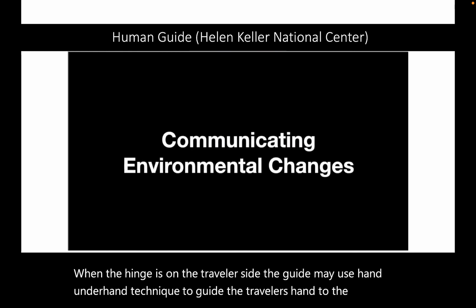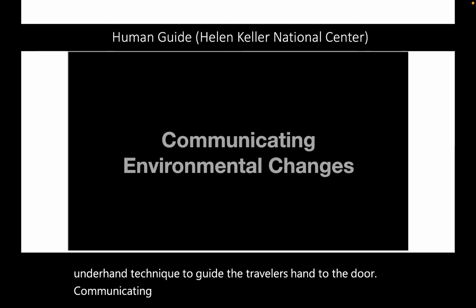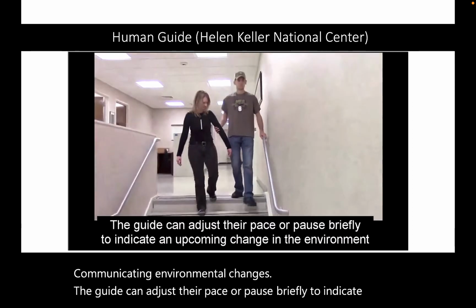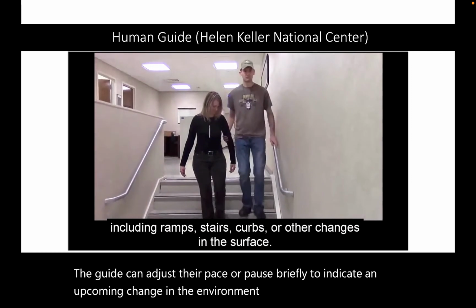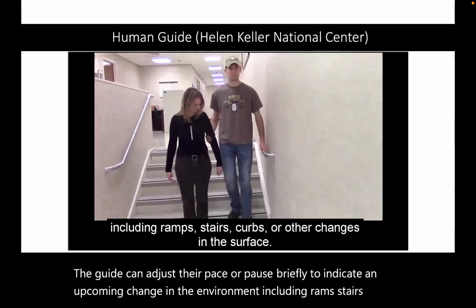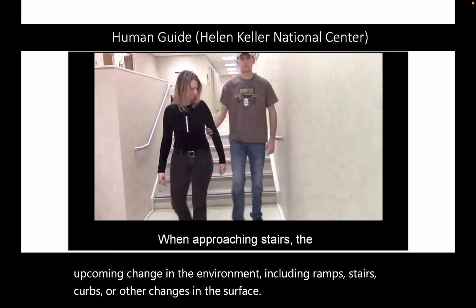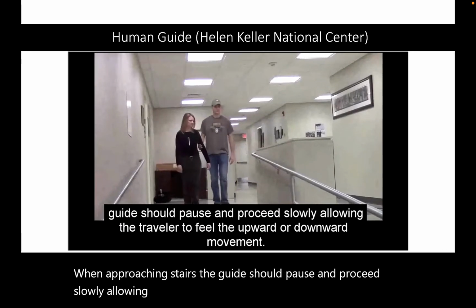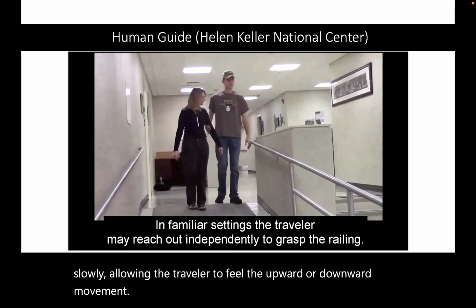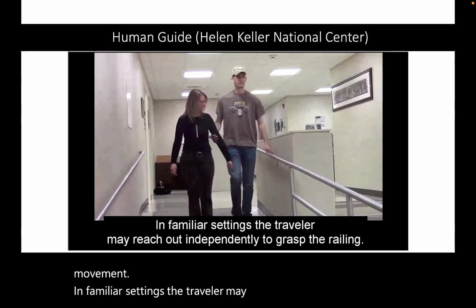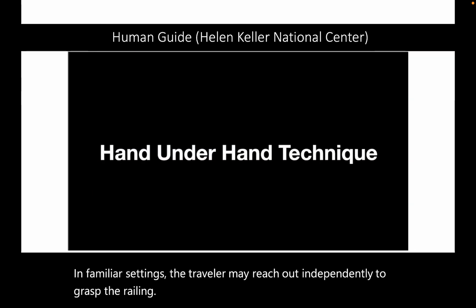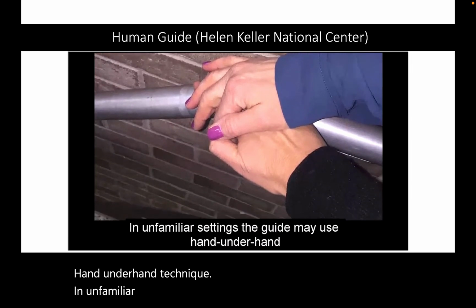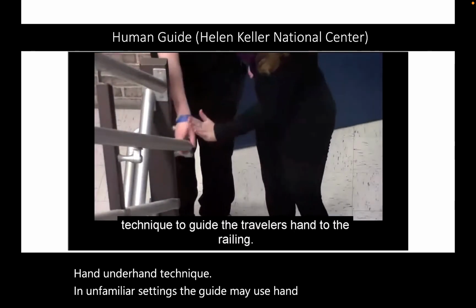Communicating environmental changes. The guide can adjust their pace or pause briefly to indicate an upcoming change in the environment, including ramps, stairs, curbs, or other changes in the surface. When approaching stairs, the guide should pause and proceed slowly, allowing the traveler to feel the upward or downward movement. In familiar settings, the traveler may reach out independently to grasp the railing. Hand under hand technique. In unfamiliar settings, the guide may use hand under hand technique to guide the traveler's hand to the railing.